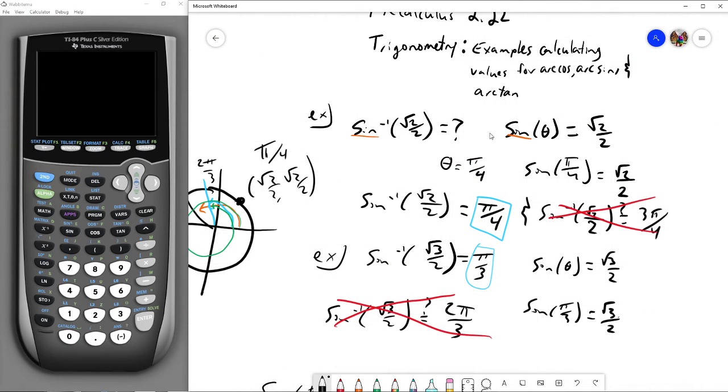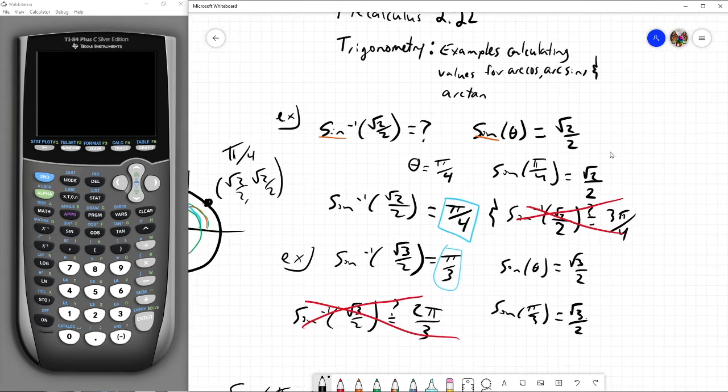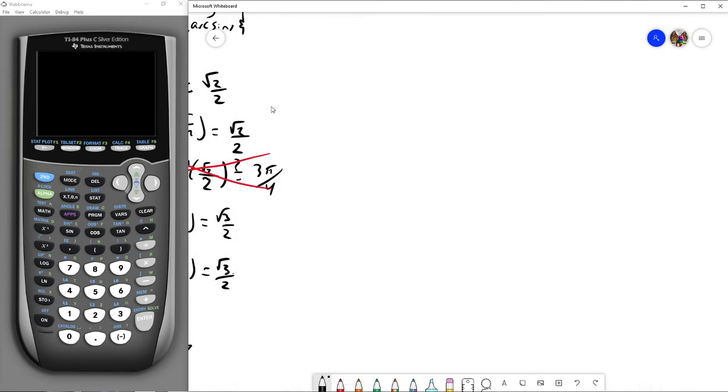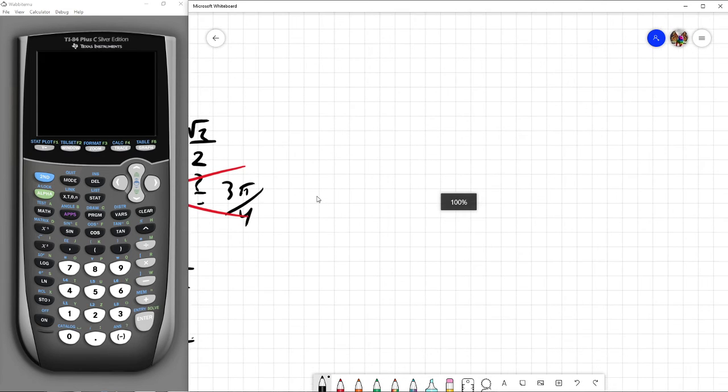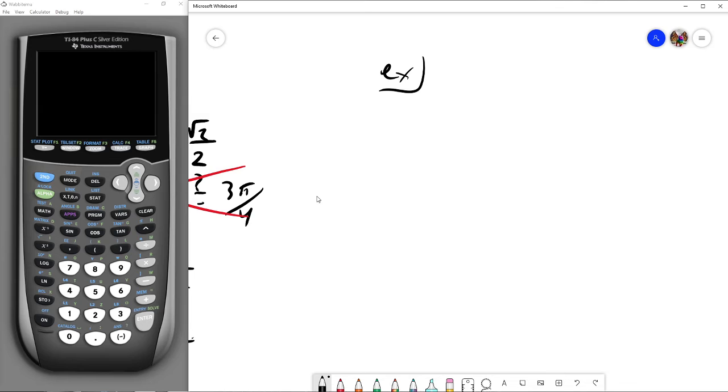So we can apply this process to Arccosine, but let's look at an arctangent problem now, because those ones are usually the trickier ones. So let's zoom back in. So new example. Suppose we were given arctangent of how about root 3? Let's make it negative root 3.